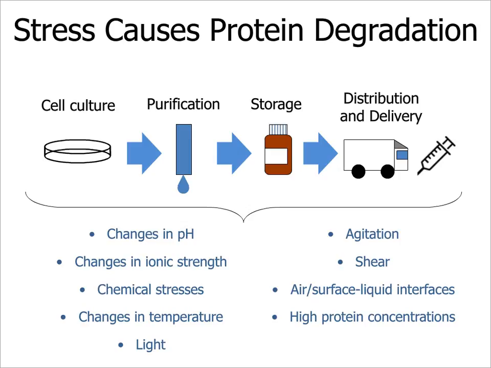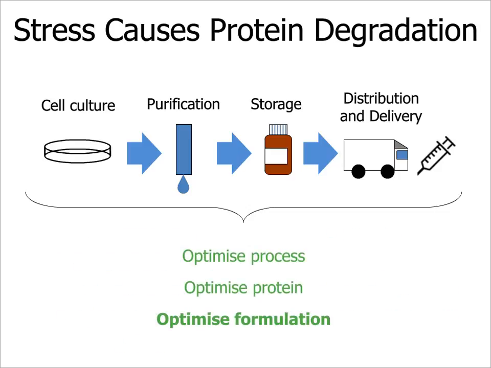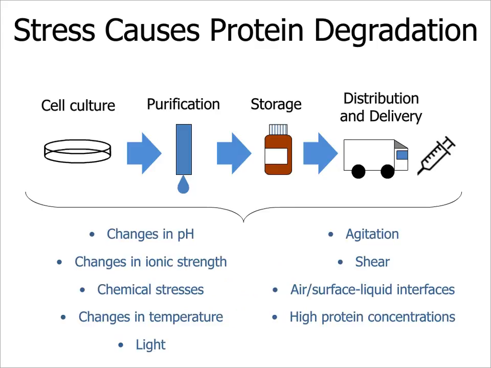So the way that we need to get around these problems and these different stresses is by optimizing various stages. We can optimize the process of production, we can optimize the protein itself, and engineer different constructs in order to intrinsically improve the stability, or we can optimize the formulation.